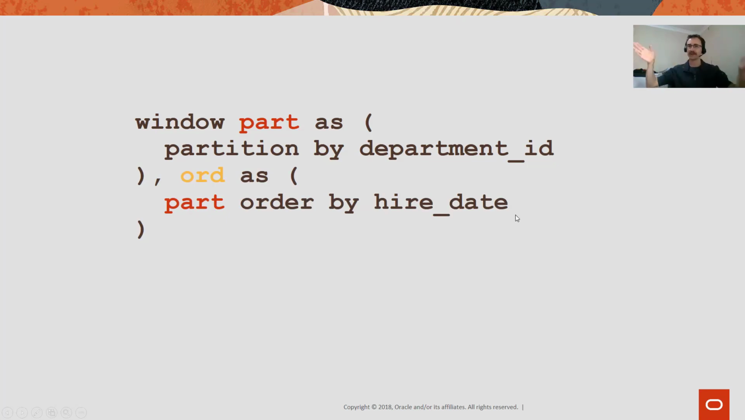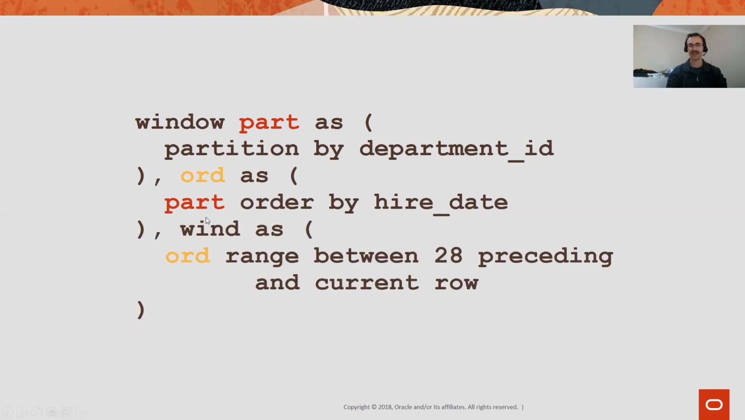Well, there's the window clause as well itself. So we can say how many rows, range, whatever we want to look forwards or back. We can define our window using that order as range between 28 preceding and the current row. Find everything in the previous 4 weeks. So these chain up on top of each other. So we can have multiple of these, and they can refer to other windows as well.